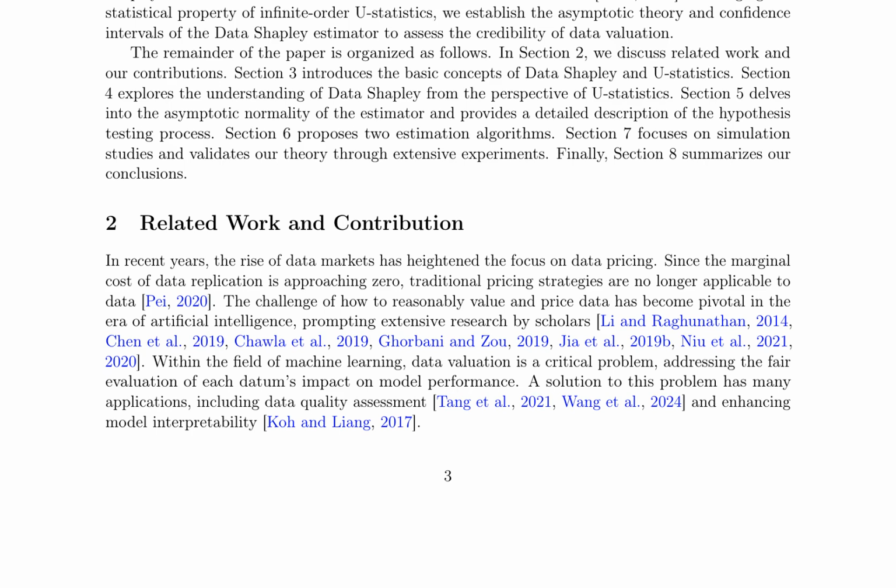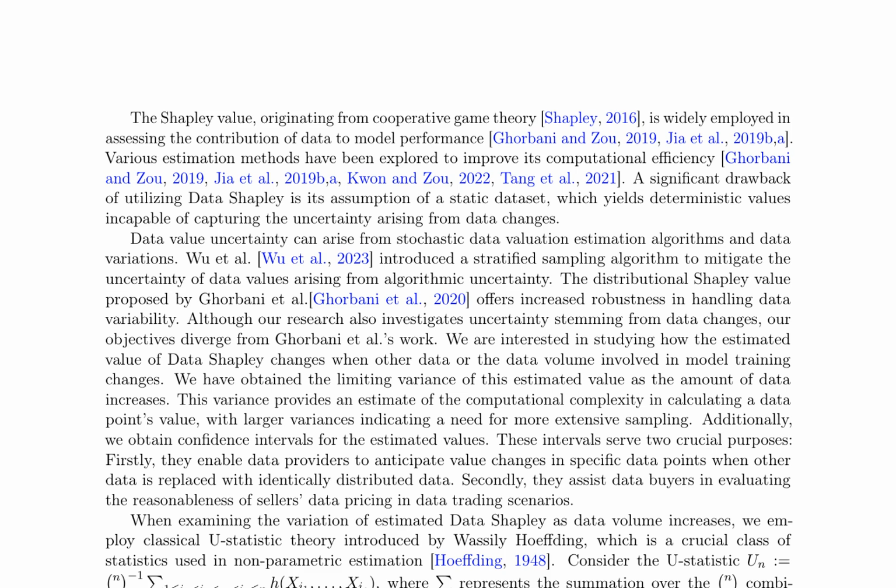In data-driven modeling, assessing the contribution of individual data points to overall performance is crucial, especially when data changes introduce uncertainty. Traditional static dataset assumptions often fall short, and novel methods are needed to mitigate these uncertainties. To address this, the authors propose a stratified sampling algorithm and the distributional Shapley value, which enhance robustness in data valuation. The focus of this research is on investigating how the estimated Data Shapley value changes with varying data volumes, and its implications for data trading scenarios.